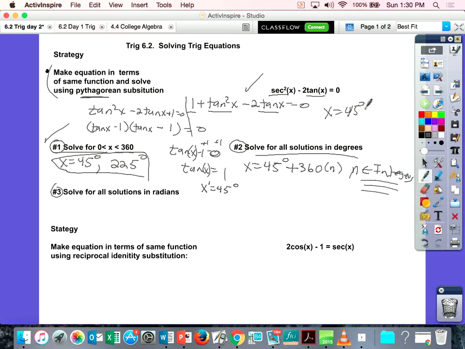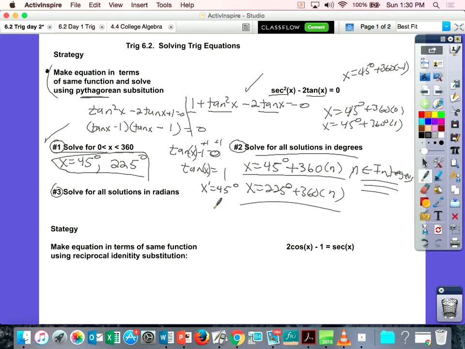So really the solutions we're talking about are 45 plus 360 times 0, which is 45. 45 plus 360 times 1, which is 405. That's coterminal with that 45-degree angle. And then the negatives as well. So x equals 45 plus 360 times -1, that's 45 minus 360, which would be -315. There's all kinds of angles that are coterminal with 45, and this is how we represent it. So that would be half of all the solutions, and then this would be the other half in degrees.